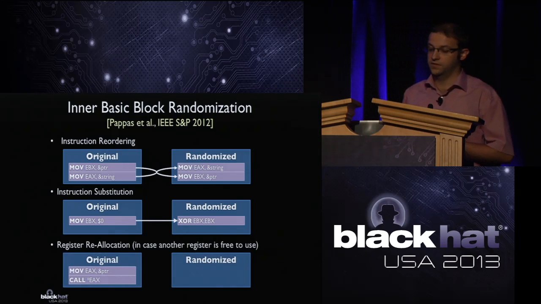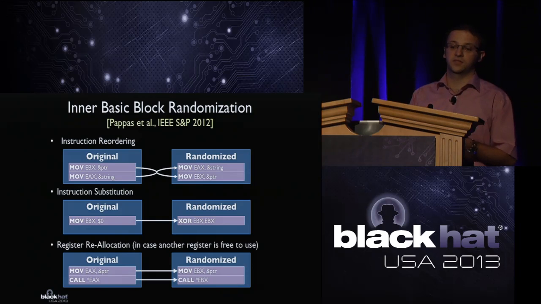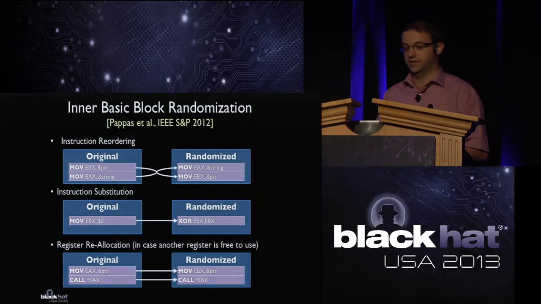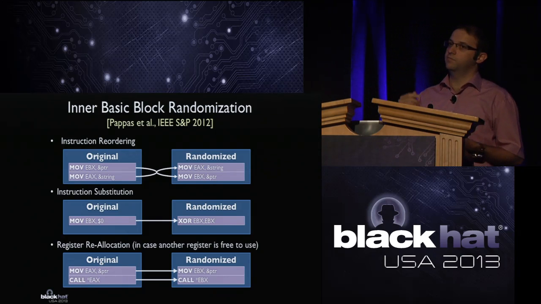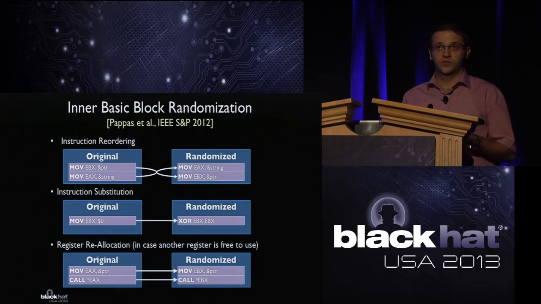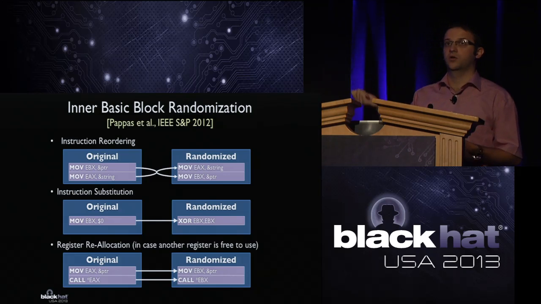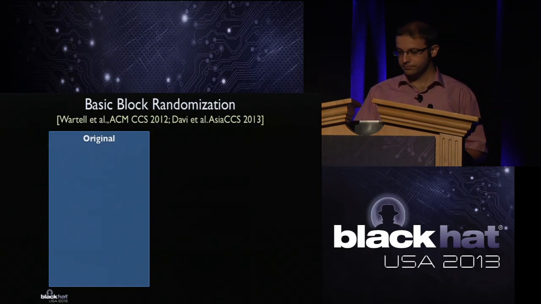And finally, the authors propose register reallocation. This is, for instance, possible if a register is free to use, then we can replace it with another register. However, this scheme only performs randomization within a basic block, so functions remain at their original position, still allowing return-into-libc attacks where I call entire functions.